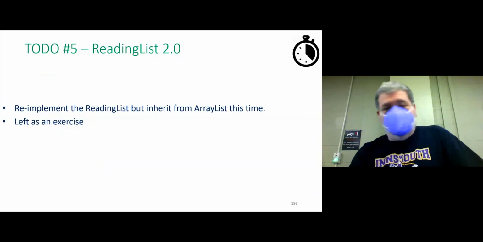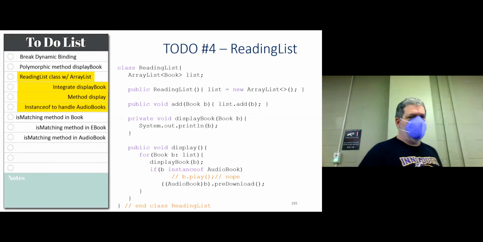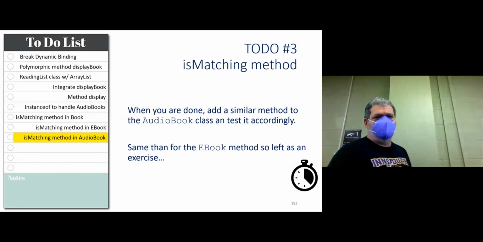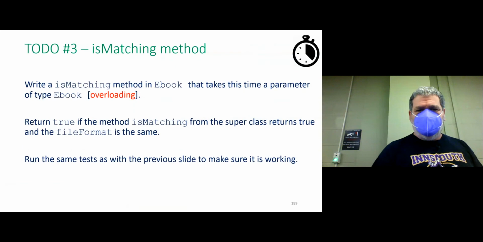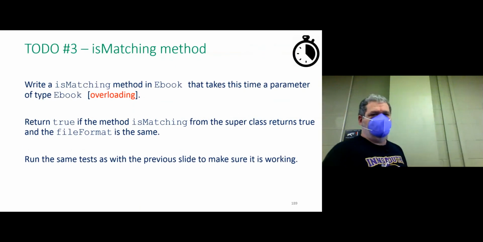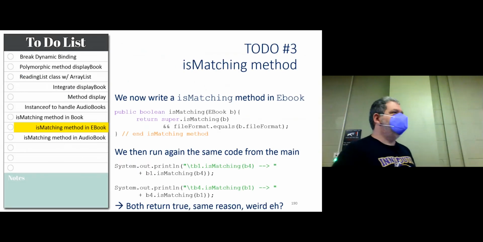Okay, this is where we were. So where do you want me to go back? The second is the matching method that overloads. There we go. This is the one that's supposed to overload, and this is the code. Is that what you needed?